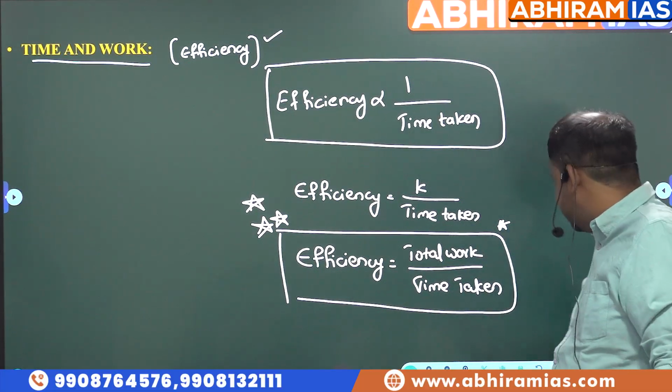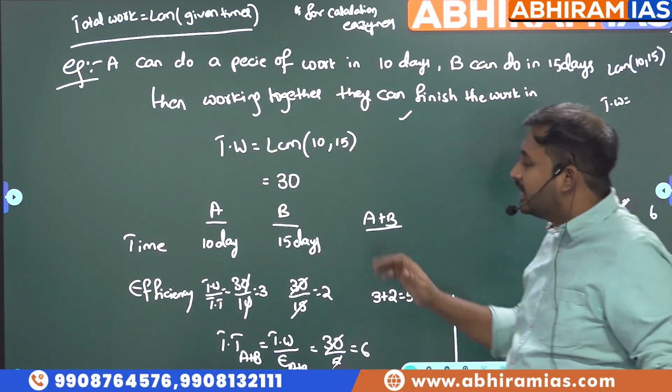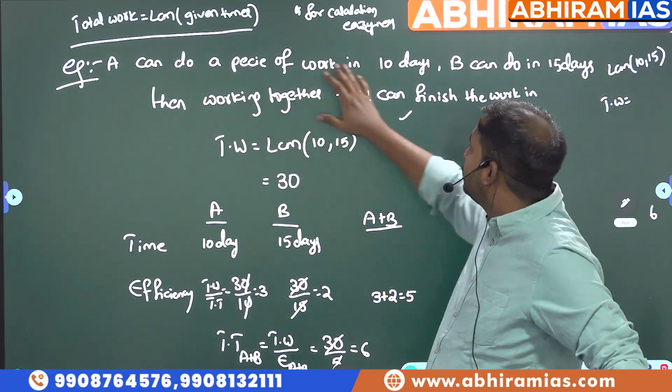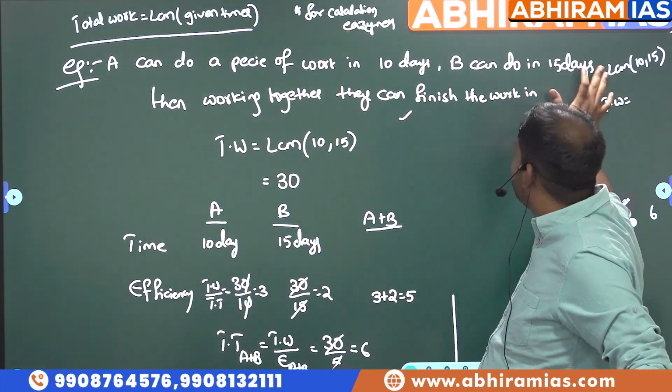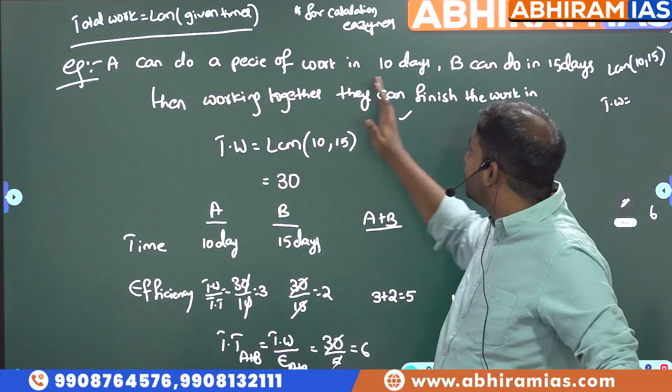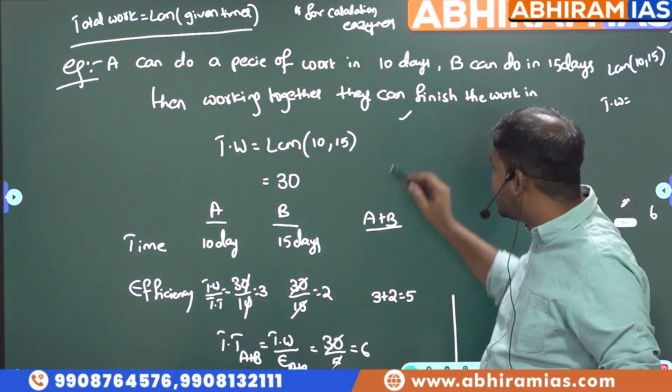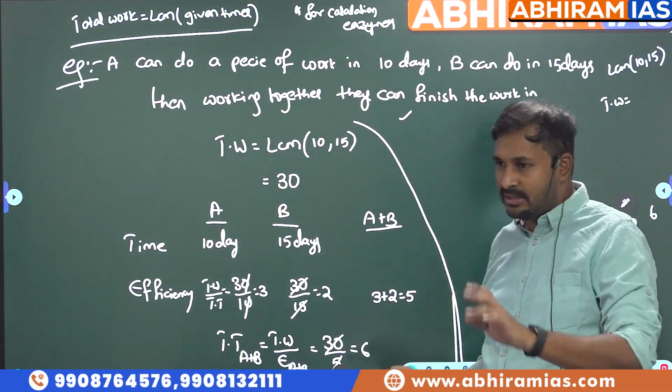Okay, now please see here, students. In a simple example I have taken, A can do a piece of work in 10 days, B can do it in 15 days. Now then, working together, they can finish the job in how many days? That is a random example.